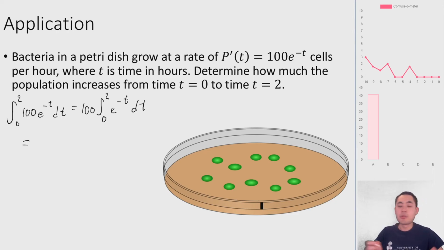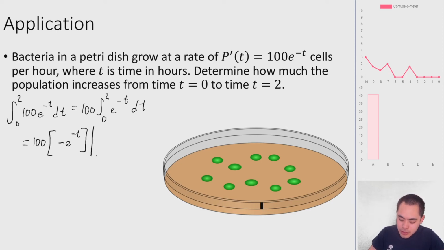And so remember, the fundamental theorem of calculus says that all you have to do is take the integral, the antiderivative, and then evaluate that antiderivative from 0 to 2. So this is equal to 100 times, the antiderivative of this is minus e to the minus t. So that should be something that by the end of this class you can just do at the snap of a finger. If you can't yet, you need to practice the integration tables.